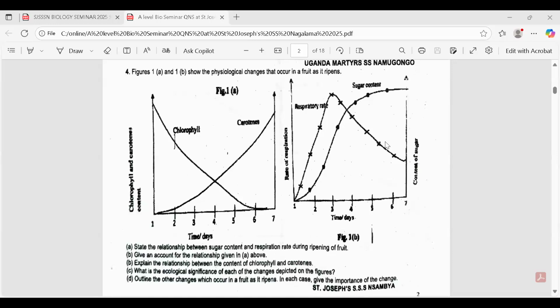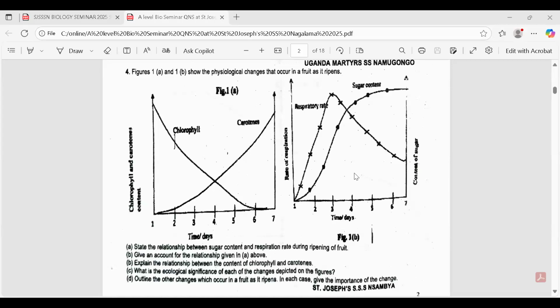Okay, there is a question here. We have figure 1A and figure 1B, which show the physiological changes that occur in a fruit as it ripens. In figure 1A, we have one graph showing a decrease in chlorophyll as time goes on. And then there is another curve showing an increase in carotenes as time goes on.